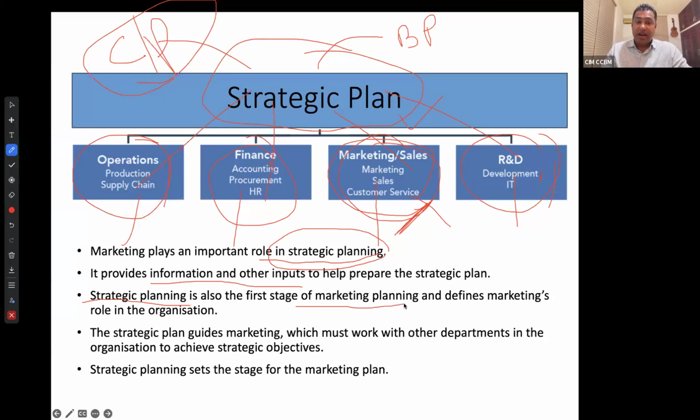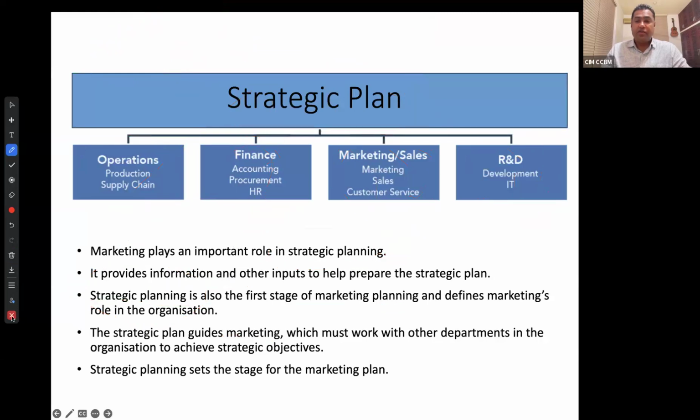right? So strategic planning is where you develop the vision, mission, long-term goals and objectives of the organization. Strategic planning precedes, or comes before, marketing planning, right? And the strategic plan would guide marketing as well as all the other functions. And strategic planning sets the stage for the marketing plan.